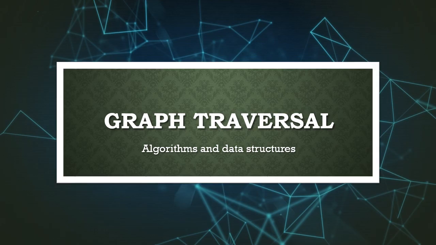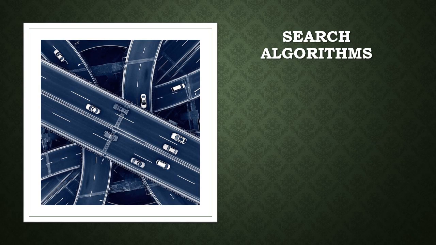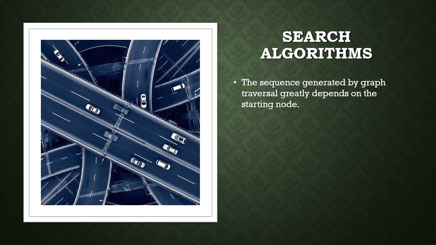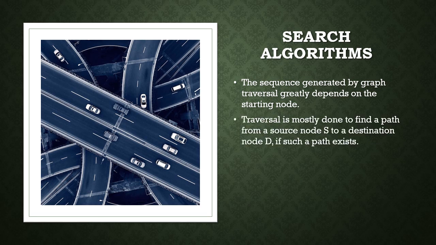Our topic today is graph traversal. We will discuss both the algorithms and the data structures involved. Search algorithms. The sequence generated by graph traversal greatly depends on the starting node. If the starting node is changed, the sequence of traversal will change. Traversal is mostly done to find a path from a source node S to a destination node D, if such a path exists. And that is why these traversal algorithms are called search algorithms, because you are searching for a path.